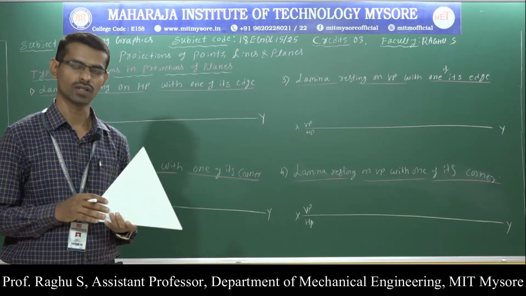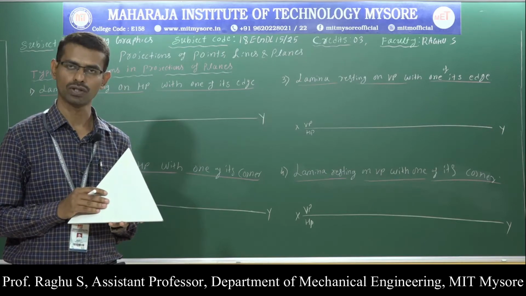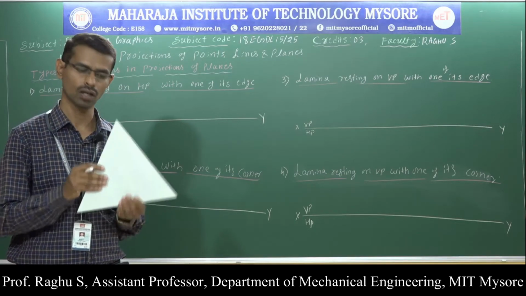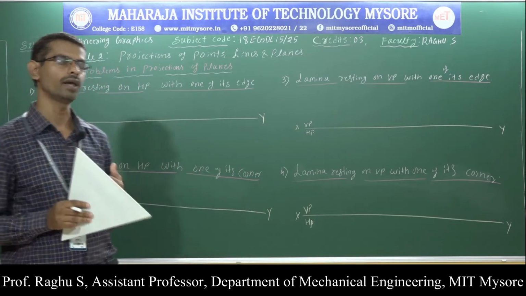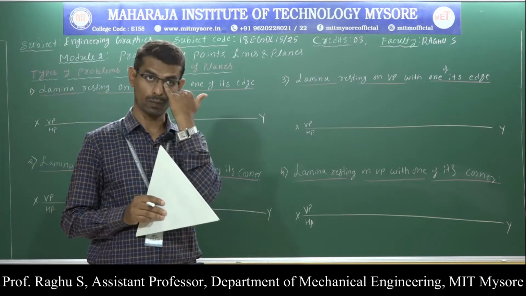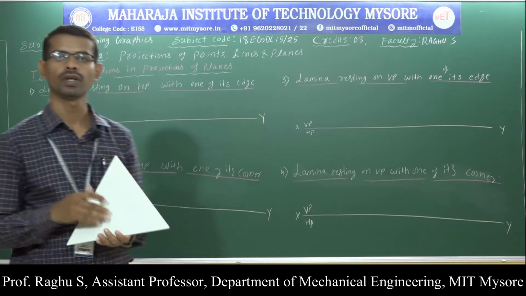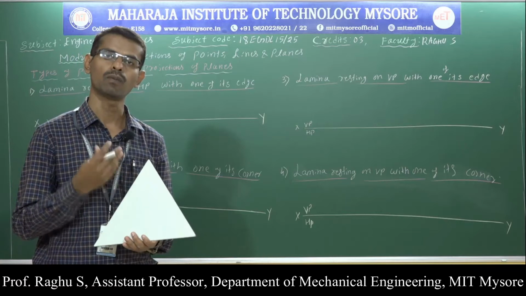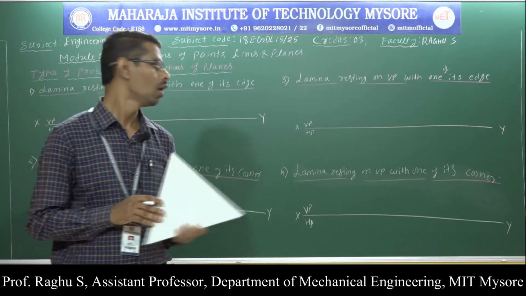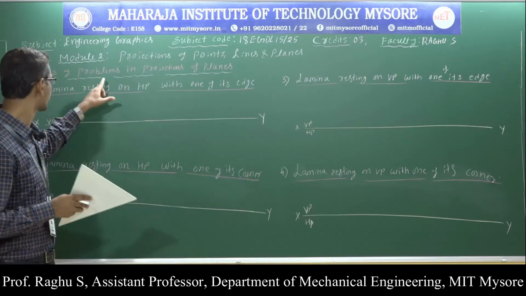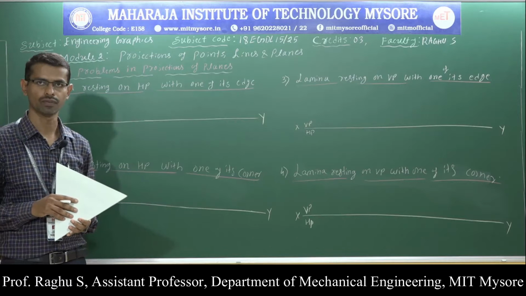Already we have discussed that a plane is a two-dimensional surface having length and breadth, with a negligible thickness. So we have different plane surfaces: a plane surface with straight edges, a plane surface with curved surface, and a plane surface with irregular periphery. Now we will discuss types of problems in projections of planes.